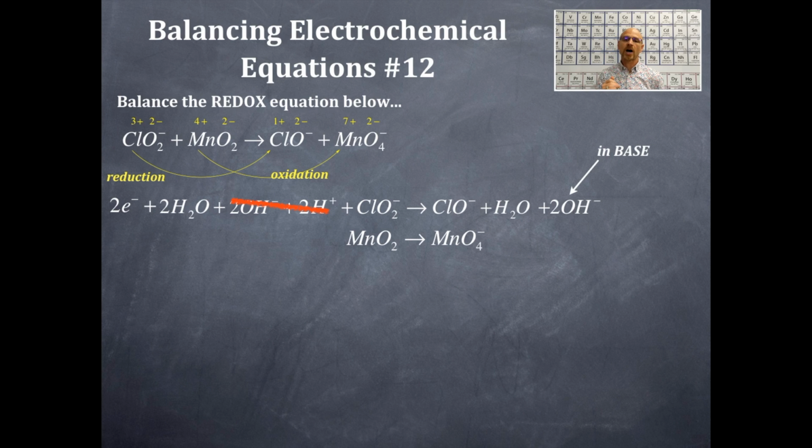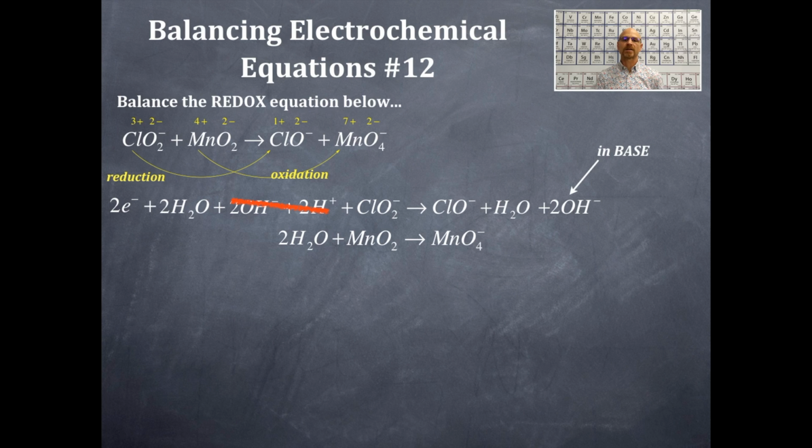Now I'm going to deal with the oxidation half reaction next. I got 1 manganese, 1 manganese. I'm balancing the non-hydrogens, non-oxygens first. Then the next thing I'm going to do is balance the oxygens. I got 2 oxygens on the reactant side. I got 4 on the product side. I need to add an equivalent number of water molecules for every oxygen that's required. So I'm going to add 2 water molecules to the reactant side.